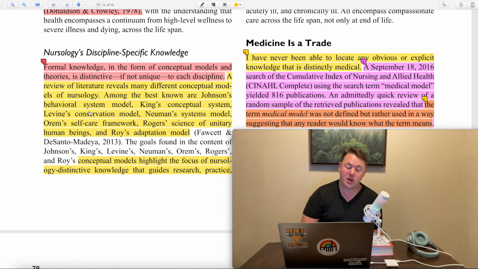Quote, "Among the best known are Johnson's behavioral system model, King's conceptual system, Levine's conservation model." We'll come back to the conservation model. I will also, as an aside, because I want to be genuine, make sure you understand, if you're still watching at this point, that there are nursing conceptual models that I think are reliable and interesting and valid and worth taking into serious consideration. But that one is not one of them. Continuing on, she says Newman's systems model, Orem's self-care framework, Rogers' science of unitary human beings, and Roy's adaptation model.